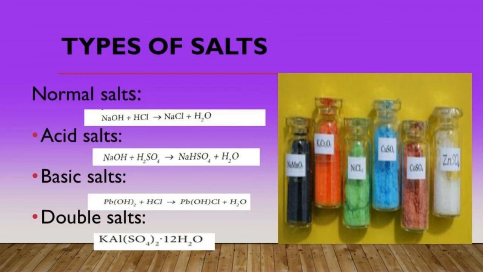Double salt. Double salts are formed by the combination of saturated solutions of two simple salts. The example is potash alum, made from potassium sulfate and aluminium sulfate. For example, KAl(SO4)2 dot 12H2O. This is an example for double salt.